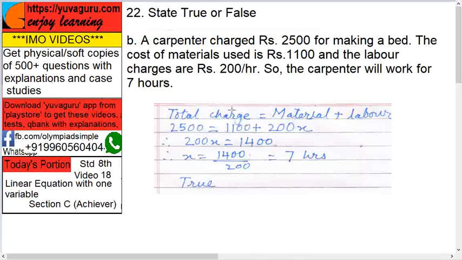Solve this. Take 1100 to this side. It becomes 2500 minus 1100, 1400. So 200X equals 1400. X equals, take 200 to this side, cancel, and it becomes 7. So the answer is 7 hours. So the given statement is true. The carpenter will work for 7 hours.